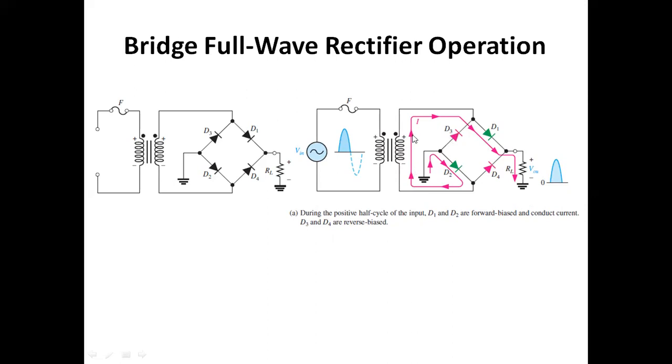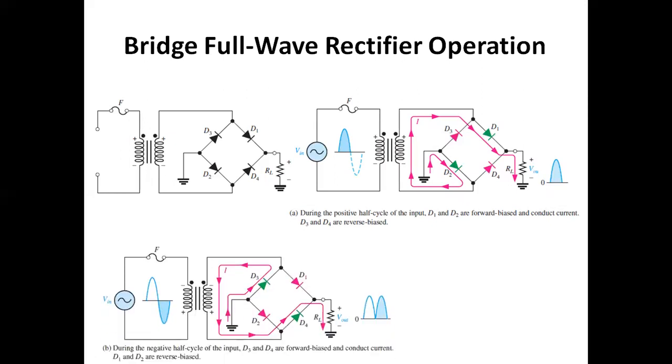Current flows through the transformer to D1 to the load, from the load. Note from here, this is ground. From here, it goes to this other ground, the same point, then to D2, then back to the transformer. That's what happens during the positive half cycle of the input voltage.